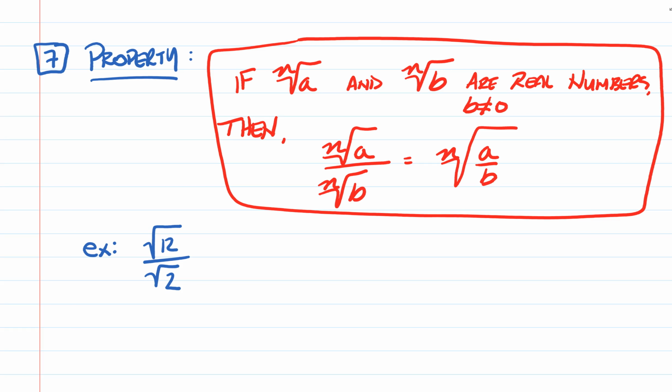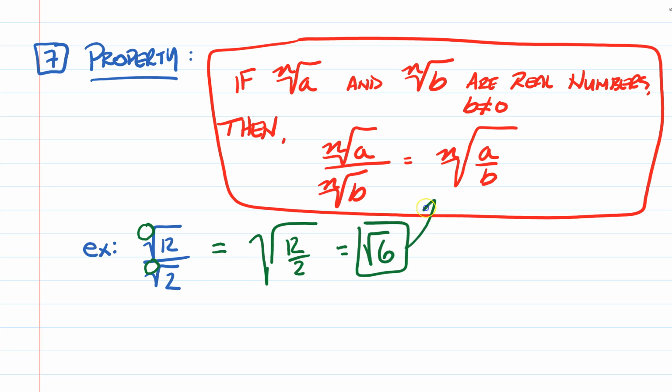Okay, box 7, here's a big property. If the nth root of a and nth root of b are real numbers, and as long as b is not the number 0, then if we are dividing the same nth roots, we are allowed to combine them into a single nth root. So let me give you an example. If I have the square root of 12 divided by the square root of 2, since they have the same index of 2, I can say this is the square root of 12 over 2, or the square root of 6. I'm allowed to do that. That's what this illustrates of this property right here.